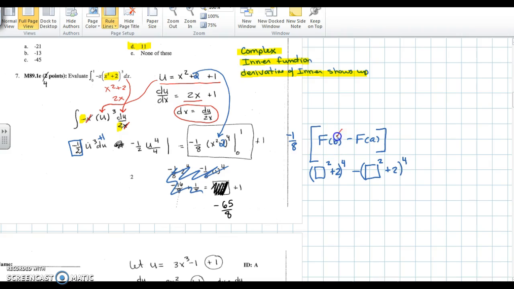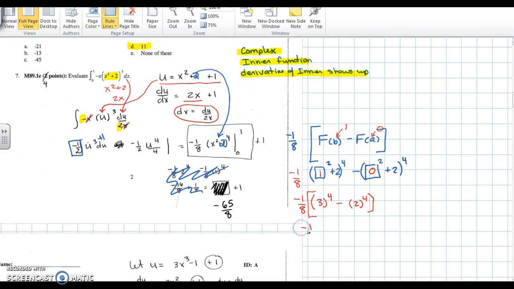My upper limit is 1. My lower limit is 0. So I'm looking at negative 1/8 times 1 squared is 1 plus 2 is 3 to the 4th, minus 0 squared is 0 plus 2 is now 2 to the 4th.